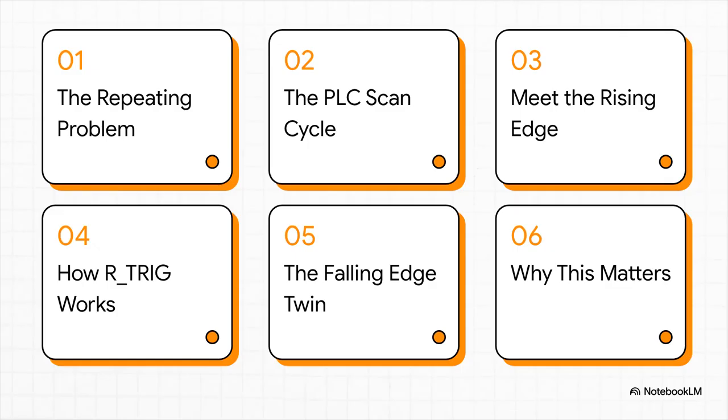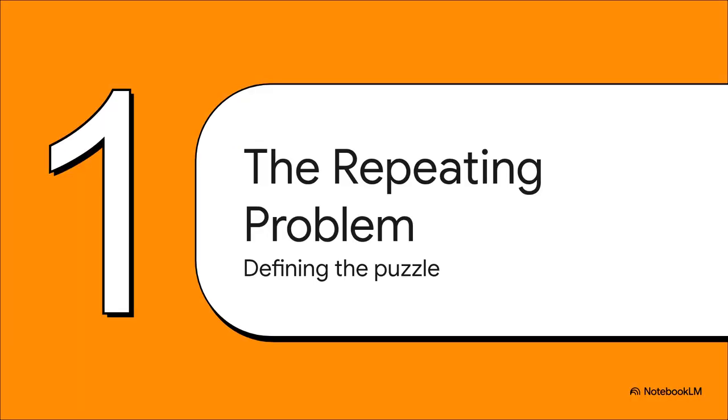So here's how we're going to break it all down. First, we'll look at this repeating problem. Then we'll dig into the PLC scan cycle to see where it comes from. And after that, we get to meet the solution, the rising and falling edge triggers. And finally, we'll wrap up with why this is, and I mean this, a complete game changer for your code. All right, let's kick things off.